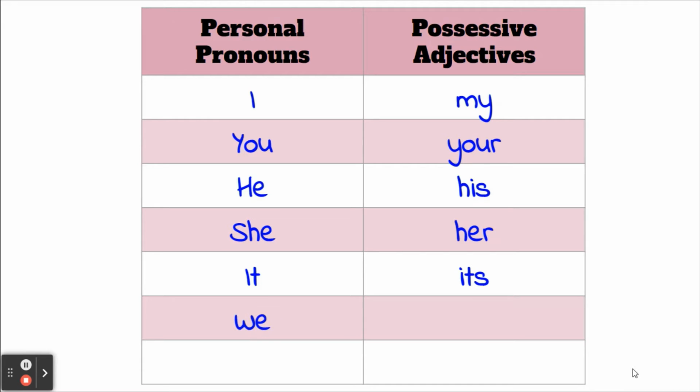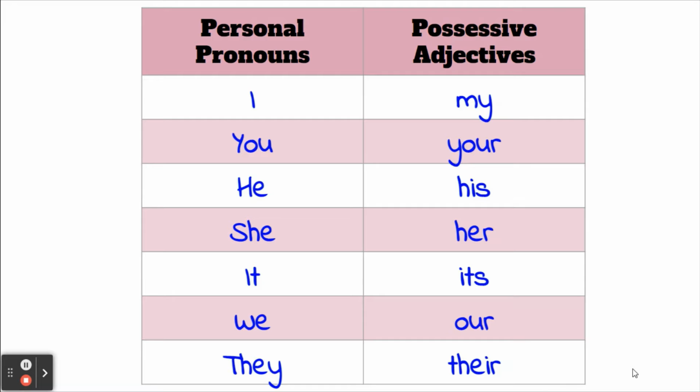And the possessive adjective that goes with that is our. Okay? We have a book. Our book is on the table. And then the last one is they. They have a book. Their book is on the table. Now remember that they, just like it, can also be used for non-living things or things that are not people, right? It can be used for any noun. That's what I'm trying to say, any plural noun.